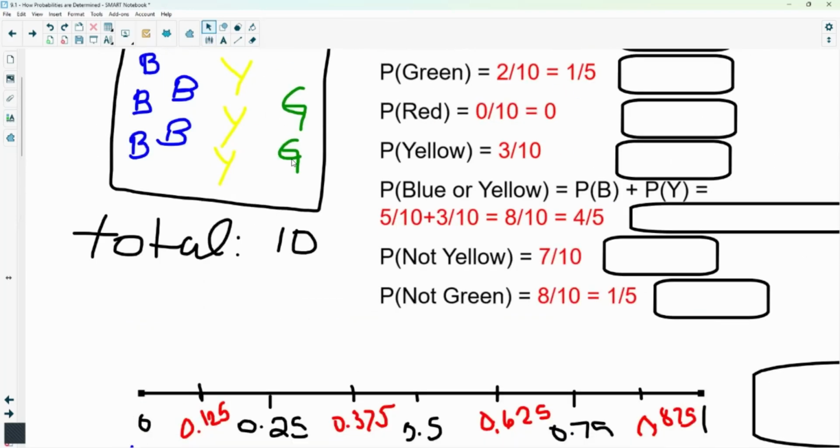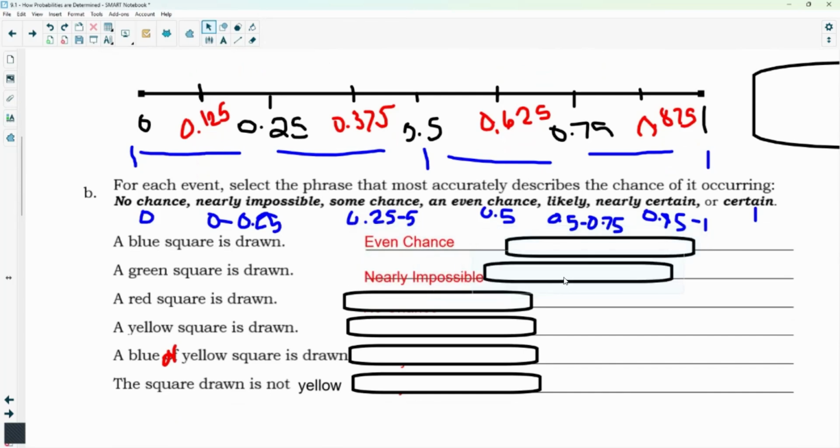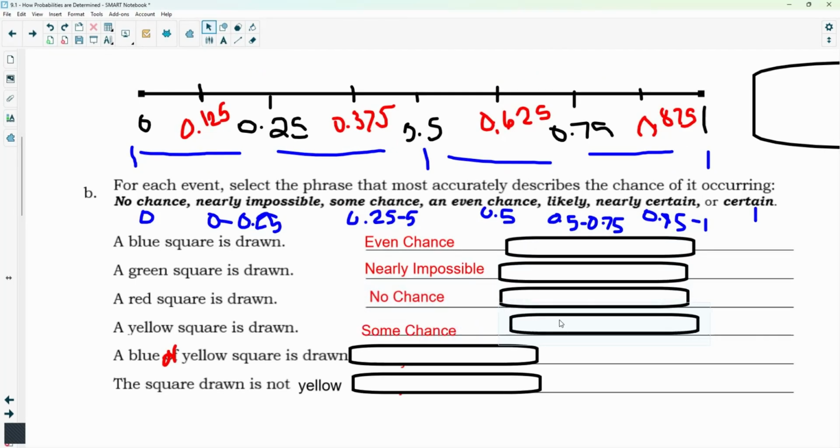So that's what they ask you first, to graph it so you can see it. And then you can classify them into even chance. And then this is nearly impossible for the green. And then obviously there's no red, so there's no chance because the probability is 0. And then some chance for the yellow.